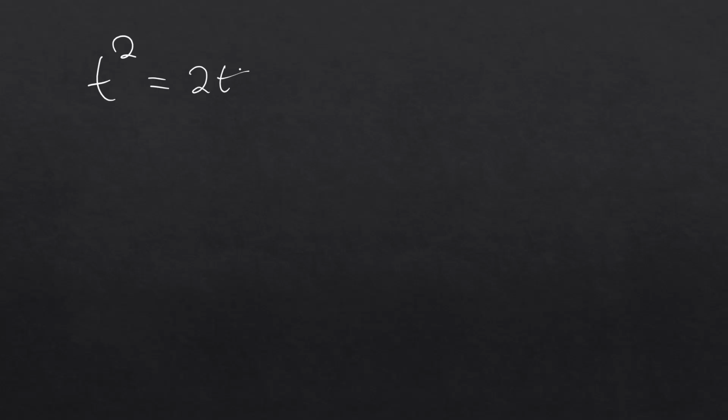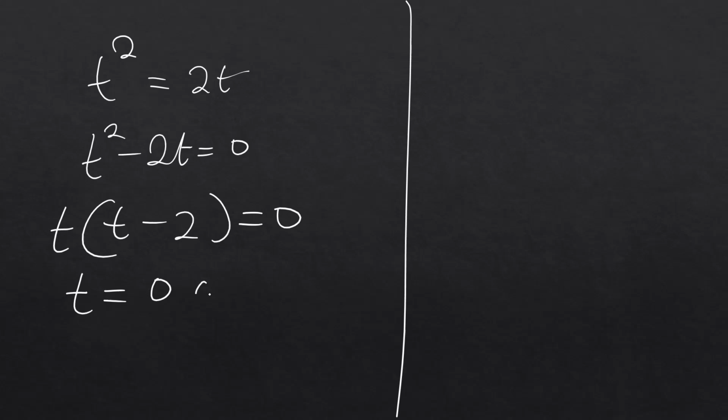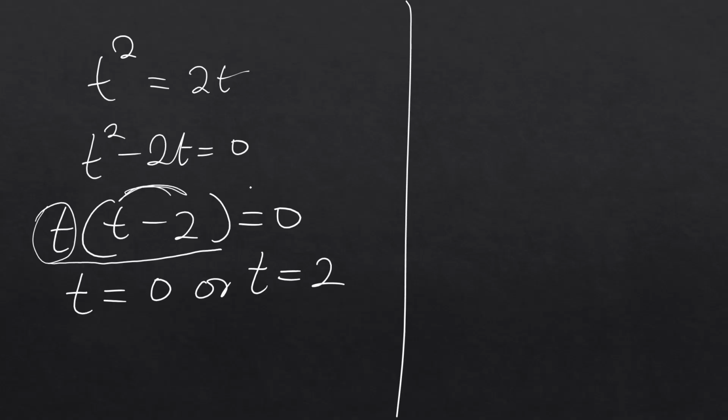Let's move on. We now have that t squared is equal to 2t. Now let us factorize. I'll have that t squared minus 2t is equal to 0. So that means t bracket t minus 2 equal to 0. That simply means that t is going to be 0 or t is going to be equal to 2, because when two expressions multiply to give 0, either the first is 0 or the second expression is 0. So t is 0 and t is equal to 2.